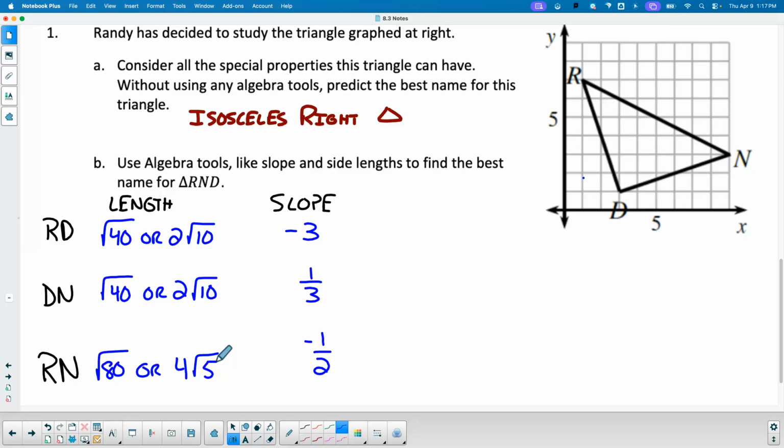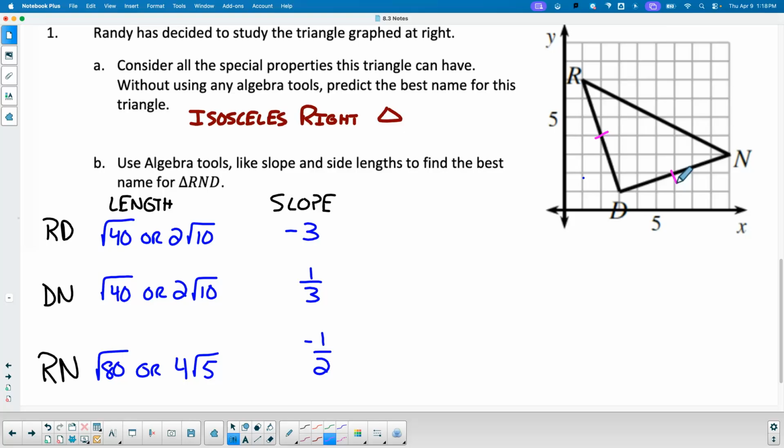Did we confirm that we have an isosceles right triangle? Okay, why? Okay, RD is congruent to DN. So this side right here is congruent to that side right there. That would be the isosceles part.